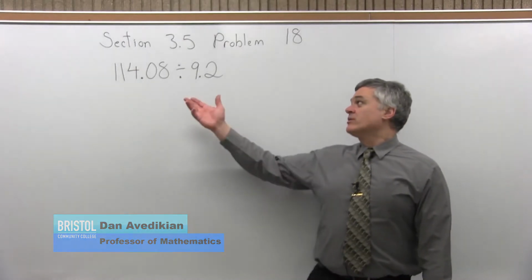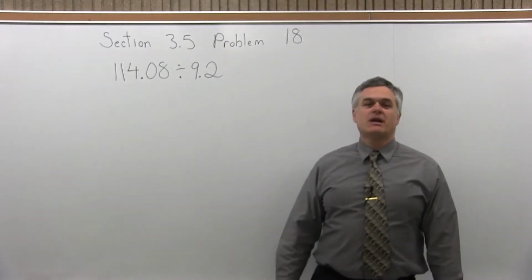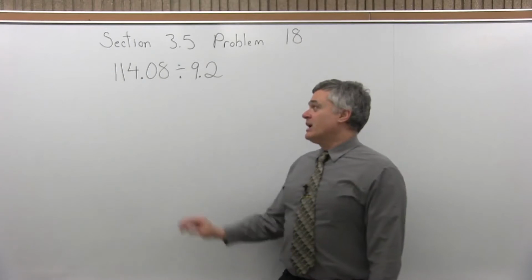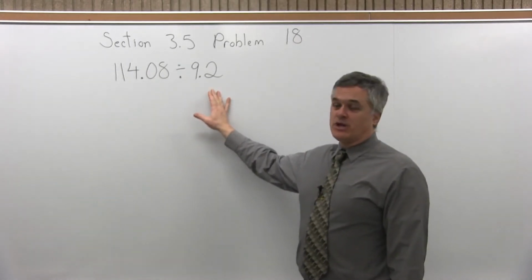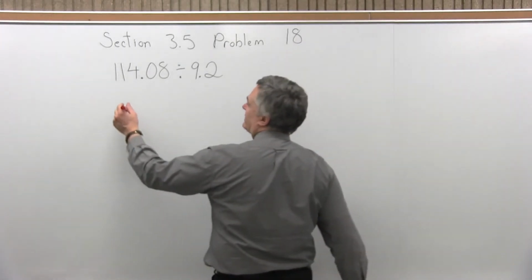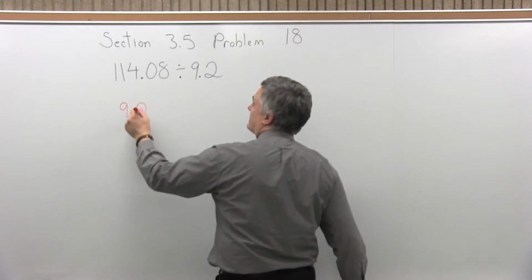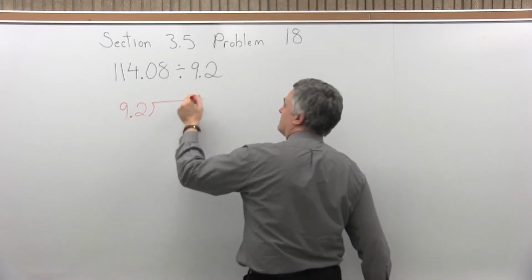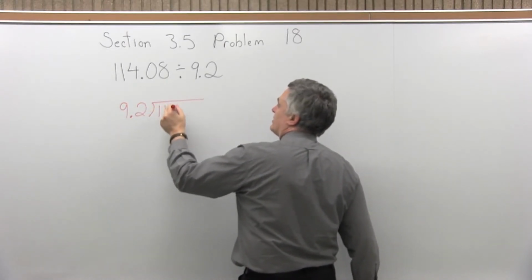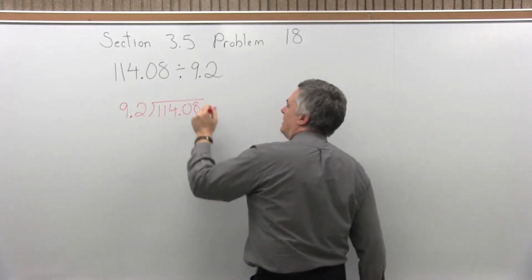We have 114.08 divided by 9.2. Now, the way it's written on the board is fine to do on a calculator, but to do it by hand, you really have to write that second number first outside of a division symbol, and then the first number goes under the division symbol.